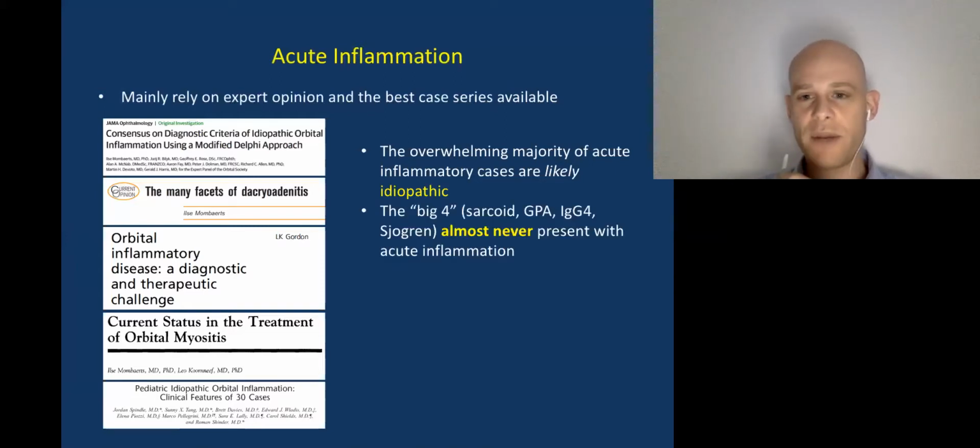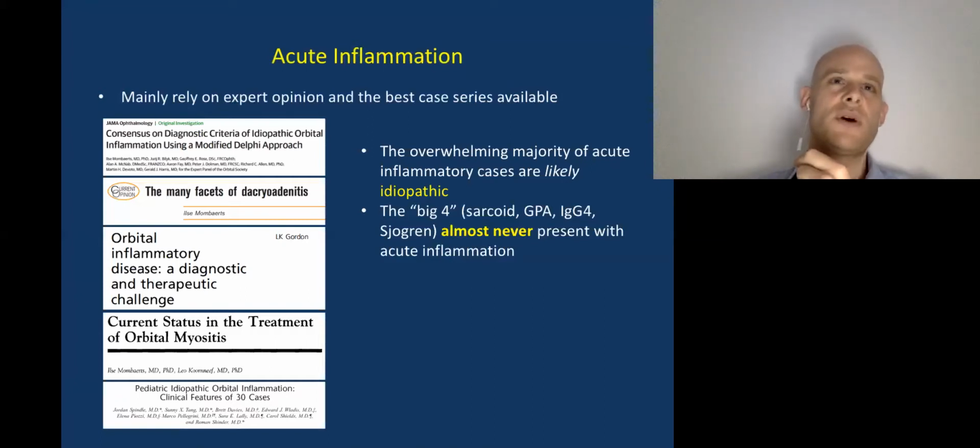But what's a very important point is that the big four, sarcoid, granulomatosis with polyangiitis, IgG4, and Sjogren's, almost never present with acute inflammation. These four diseases that everybody puts in their differential diagnosis. Every time I see a patient, the resident will put it as a differential diagnosis when somebody comes in with 1 day of sudden acute inflammation. And I always tell them that, remember, it is highly unlikely that these four diseases cause acute inflammation. That is a consensus amongst all of these publications, and it's a consensus amongst all published series.